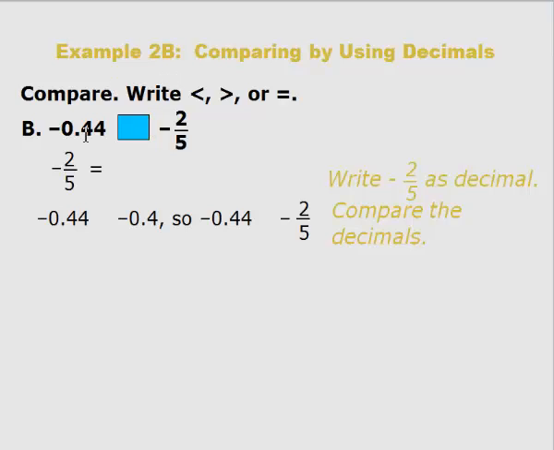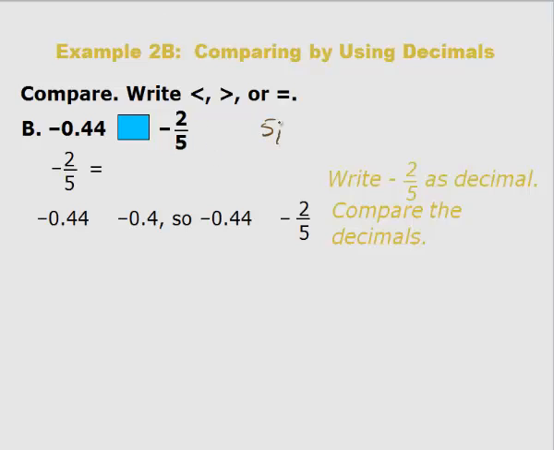Now, sometimes we have mixed numbers. Some are decimals and some are fractions. When that happens, we need to make them both the same form, either both decimals or both fractions. I like to write my fractions as decimals.